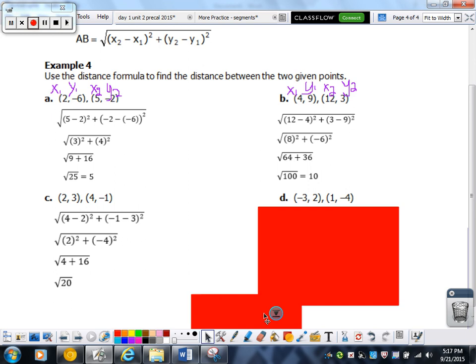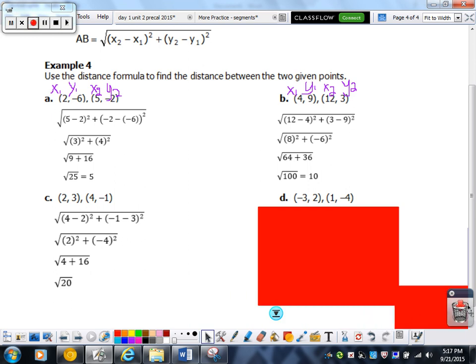of 20. In class, your teacher's going to talk to you about how to break down a radical like this. We won't want you to leave it like this. We want you to put it in simplest radical form. We'll explain that in class.